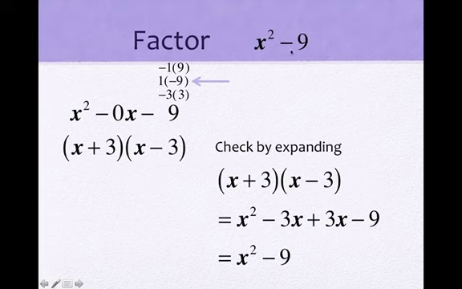So anytime that you have, and that's called a difference of squares. So that's a perfect square, that's a perfect square. So the difference of two perfect squares, you can follow this same process and get an answer.